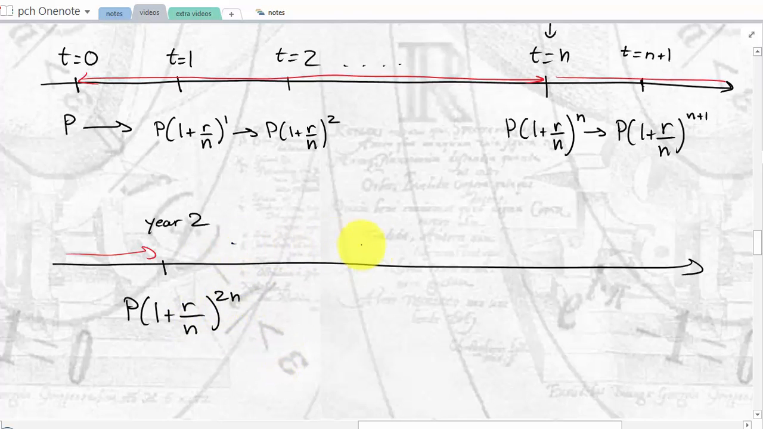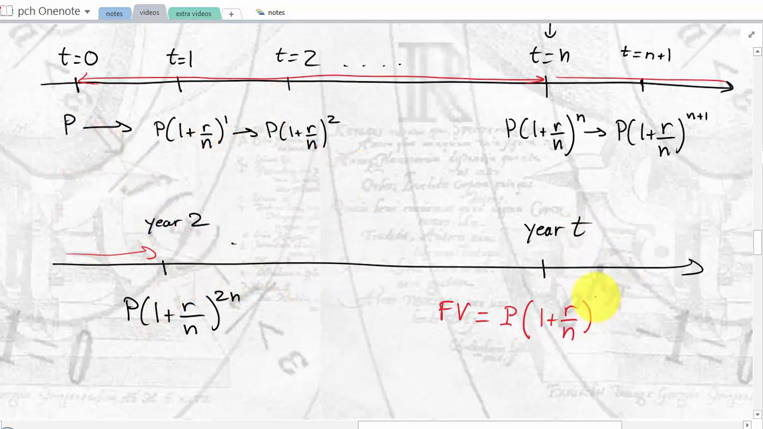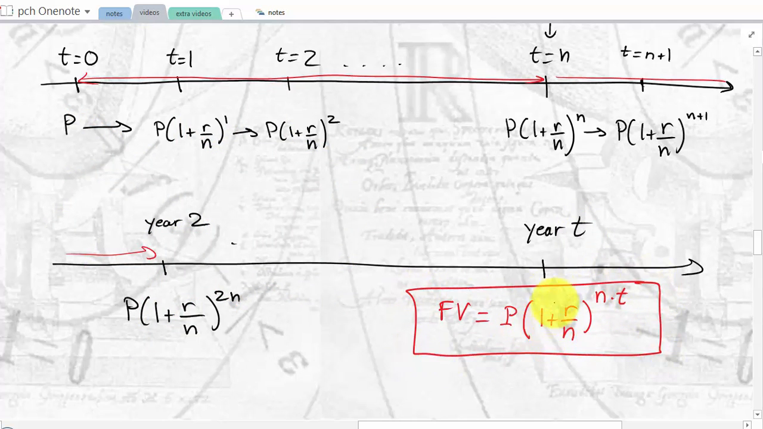And of course, at the end of year T, how many compounding periods did you have? Well, let's see. What is the formula for that? I'm going to call that the future value. Future value is going to be the present value, which is P, times 1 plus R over N, to the power of how many times you compound: T years, N times a year. That's N times T compounding periods. This is your investment after T years compounded N times a year. And if you take N equals 1, you're going back to the previous formula.